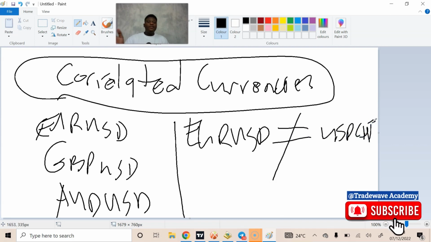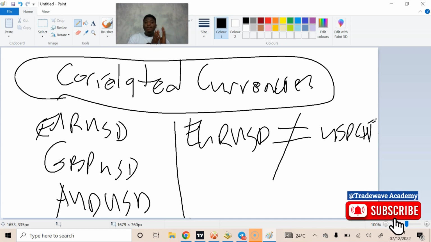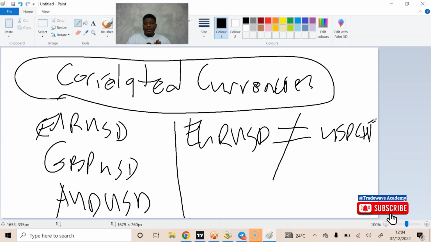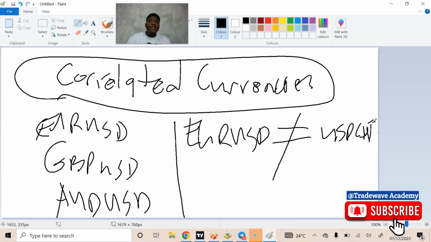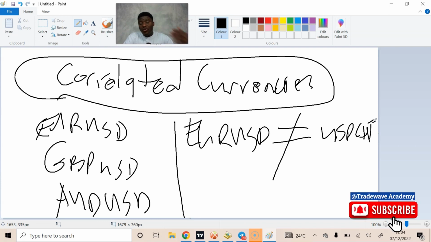Okay, if you look, this is USD CHF. If you look at the Euro USD chart and the USD CHF chart, you can see that if Euro USD is buying, most of the time USD CHF is actually selling. If USD CHF is selling, Euro USD is most times buying. Okay, so those are negatively correlated pairs.